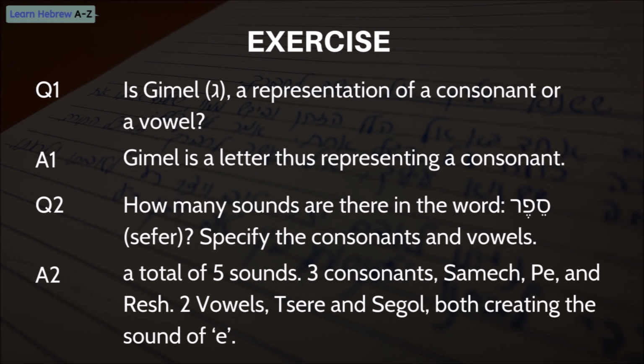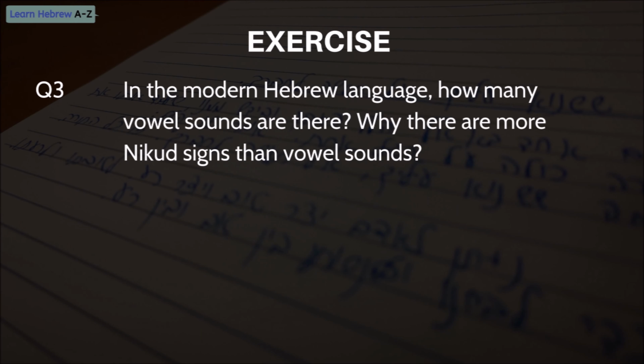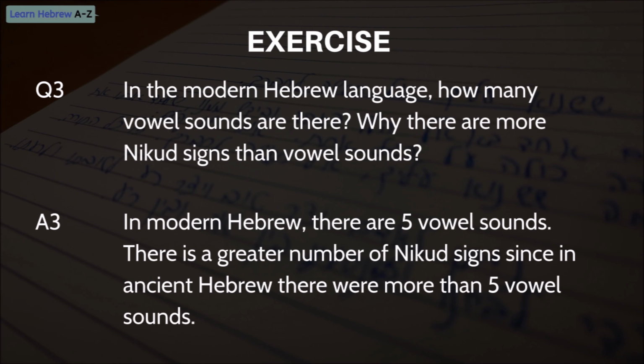And last question. In the modern Hebrew language, how many vowel sounds are there, and why are there more nikud signs than vowel sounds? Answer: in modern Hebrew, there are 5 vowel sounds. There is a greater number of nikud signs since in ancient Hebrew there were more than 5 vowel sounds.